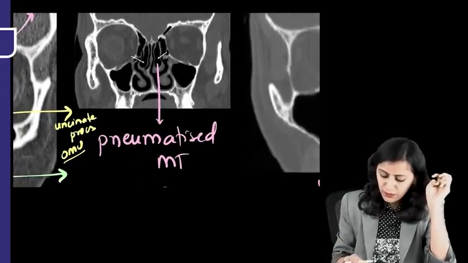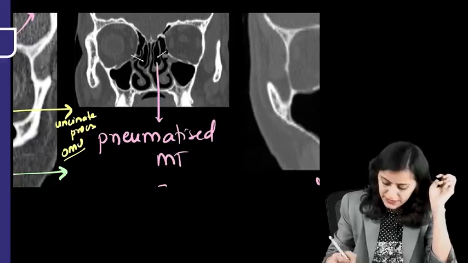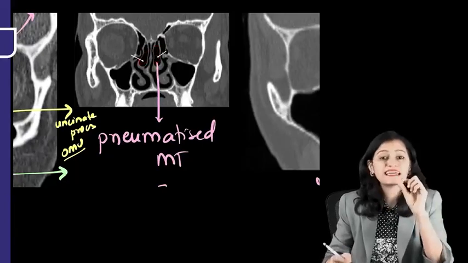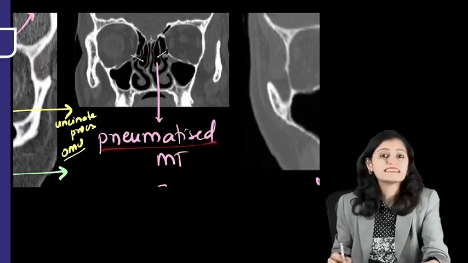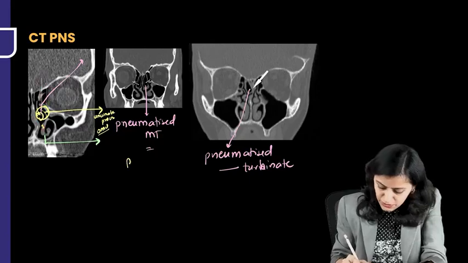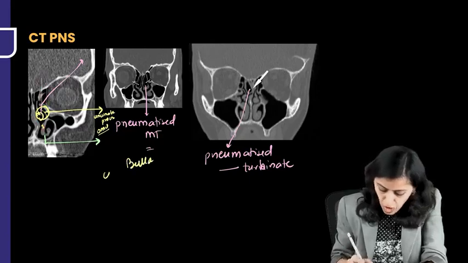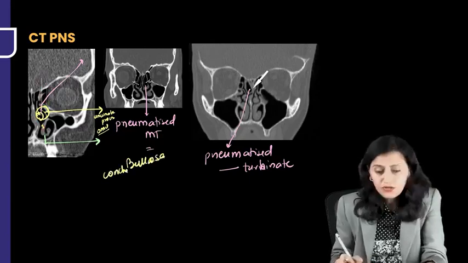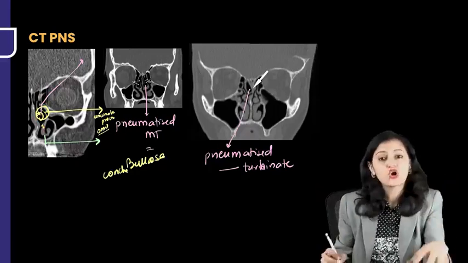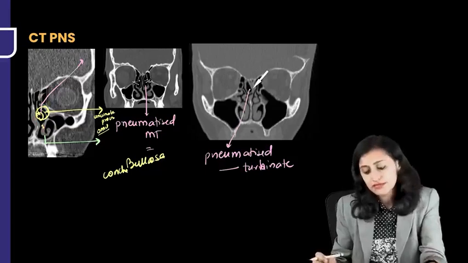Now, look at this one. What is happening to the middle turbinate here? In the middle turbinate, you can see that it is expanded with black air. That means it is a pneumatized middle turbinate. The term used for that is concha bullosa. Right? Concha is the turbinate. Bulla means it has expanded by air. So, concha bullosa is a pneumatized middle turbinate.